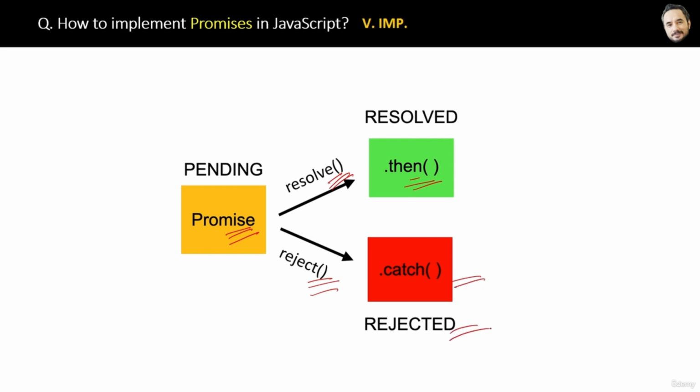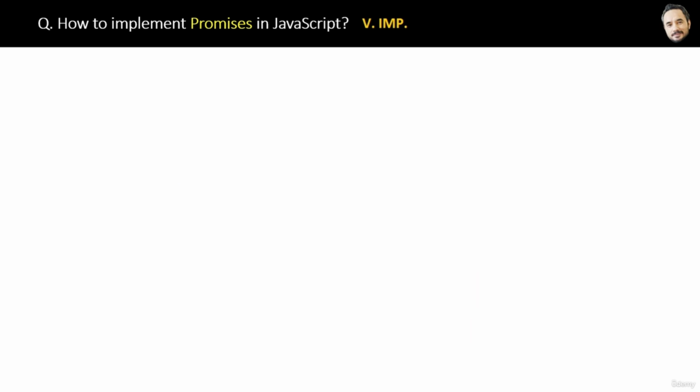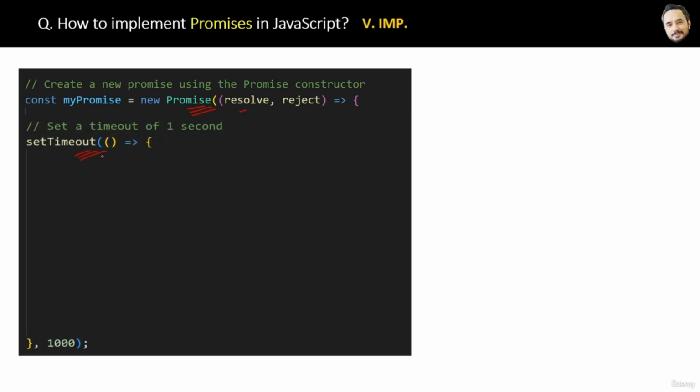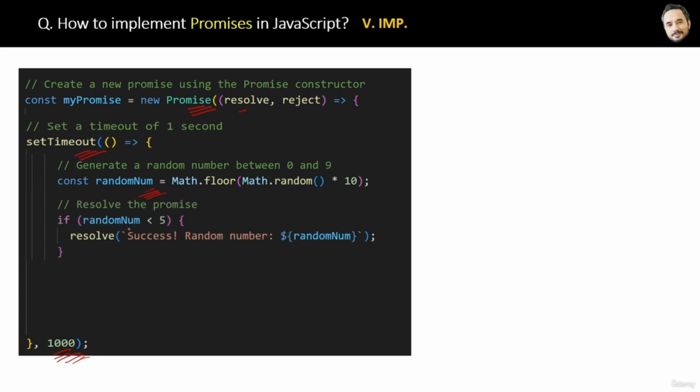Okay. In the code, first we have a myPromise constant that gets the result from the promise constructor. And now inside the promise, we are using set timeout to make our operation asynchronous. After 1000 milliseconds, the code inside it would be executed. Here we are generating a random number between 0 to 9. Now, if the number generated is less than 5, we mark it as a success and call the resolve callback function like this.